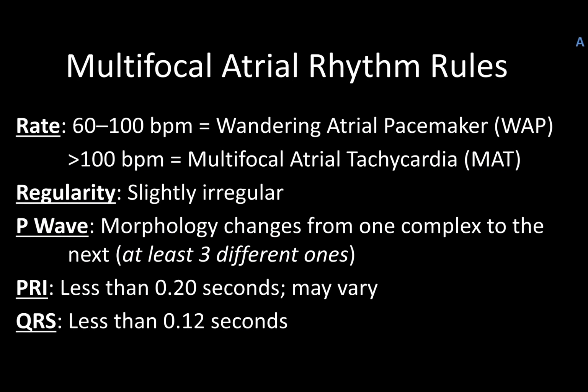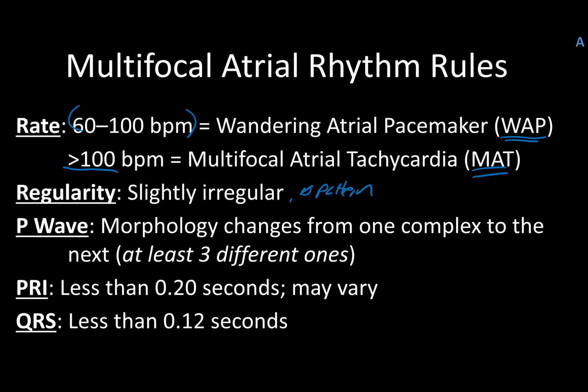So the rules for multifocal atrial rhythms. As I just mentioned, there's two major types. There is WAP, wandering atrial pacemaker, and that one is defined as having a heart rate between 60 and 100 beats per minute. Now, if that heart rate should go faster than 100 beats per minute, then we give it the name multifocal atrial tachycardia. It's simply a rate-defined difference between the two. Regularity for both of these rhythms is going to be slightly irregular because you've got different sites for the P waves each taking turns on who's causing the rhythm to happen, and it will not have a pattern.